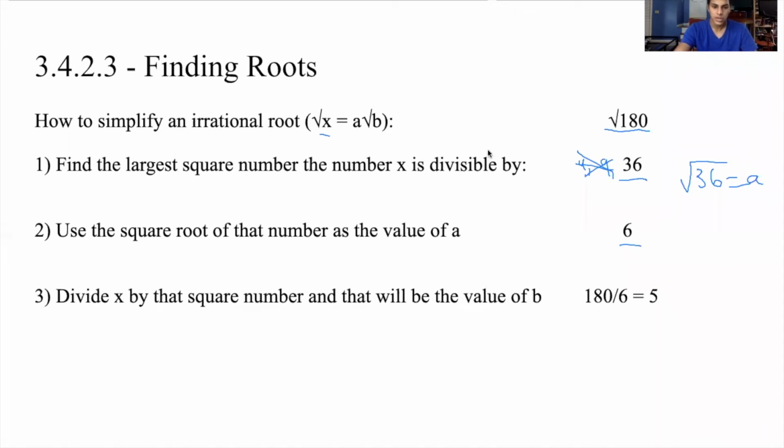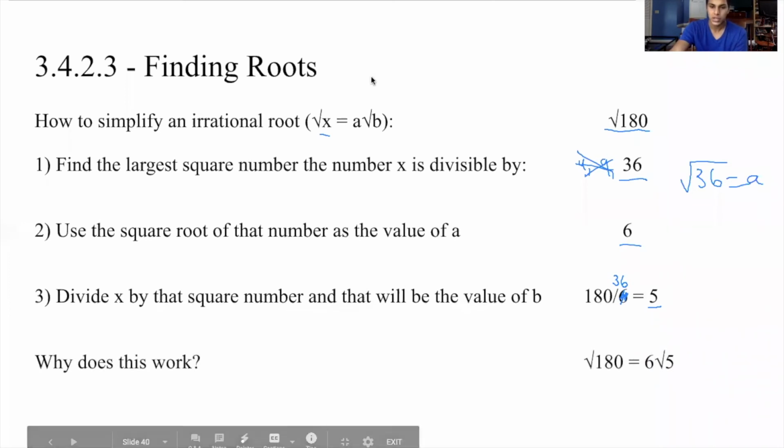So 180 divided by, oops, I wrote 6 here, but I meant to write 36. So if I divide 180 by 36, which is this square number that we found 180 was divisible by, that's going to be our value of b. 180 over 36 is 5, so 5 is our value of b. And since a is 6 and b is 5, you can write out your simplification as the square root of 180 equals 6 times the square root of 5.